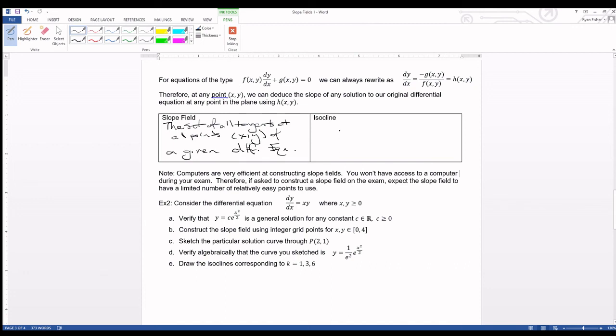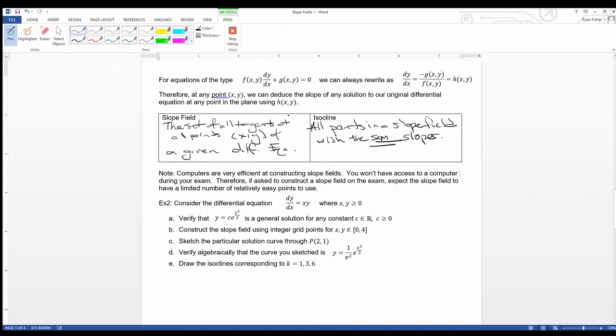Also, in that slope field, we can identify things called isoclines. An isocline is a collection of all points in a slope field with the same slopes.